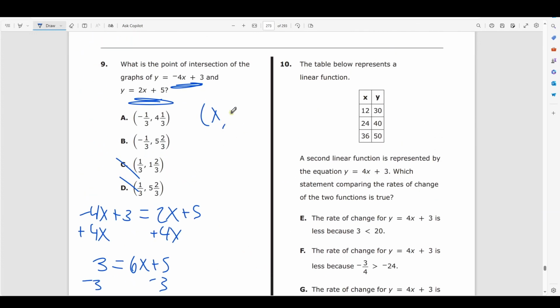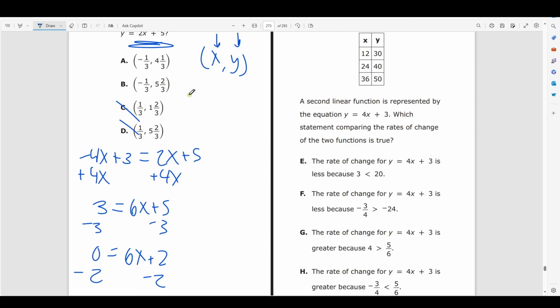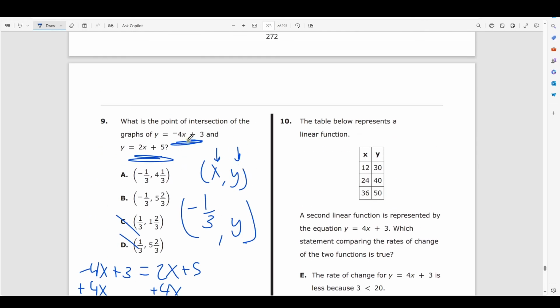And whenever you plot a point, remember you use x comma y. You use this format, x comma y. So here we just solved for our x, and we said our x is negative 1/3. Now I'm solving for my y. So I already know an x value. Now I need to figure out my y value, right?